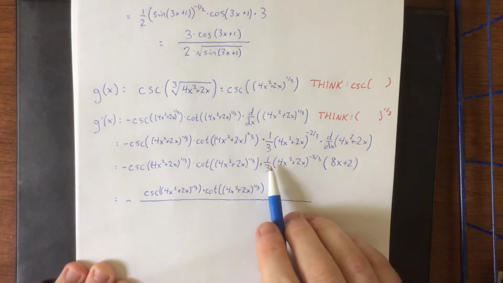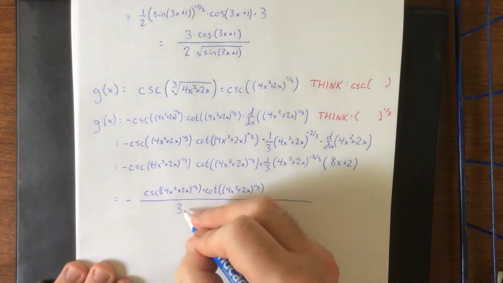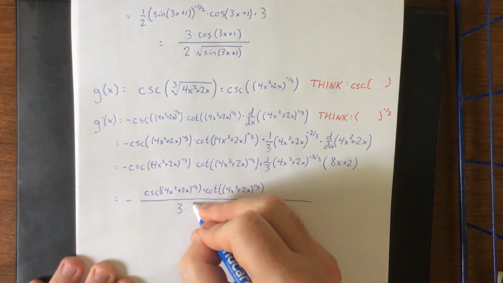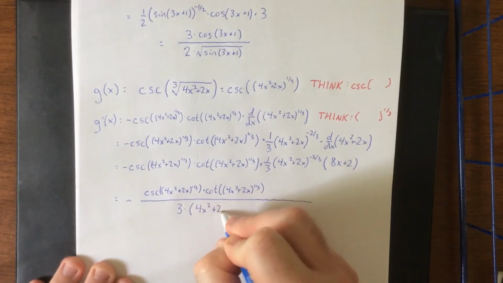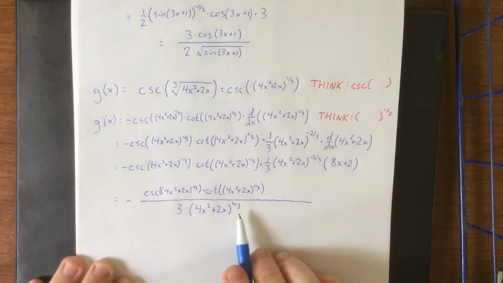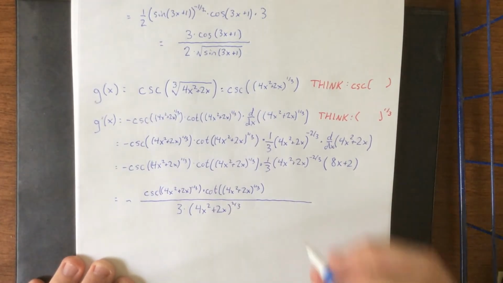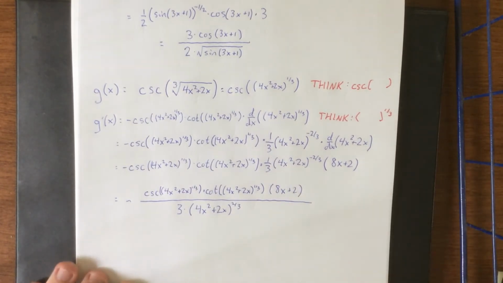The 1/3 can be a 3 in the denominator. The negative 2/3 power can go into the denominator as a 2/3 power. We'll call that 4x squared plus 2x to the 2/3 power. If you wanted to, you could also say it's the cube root of this quantity squared. And finally, we'll toss the 8x plus 2 into the numerator as well. So, final answer for that one is this lovely thing.